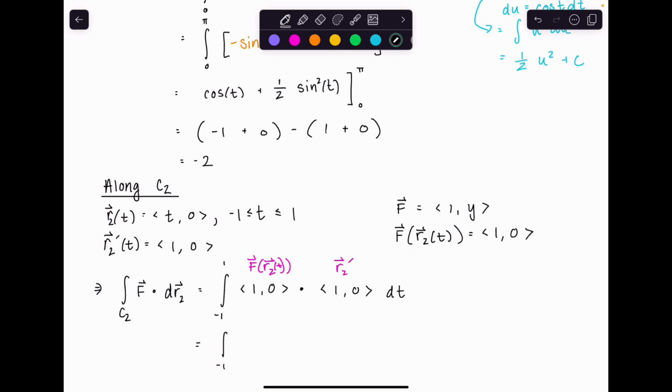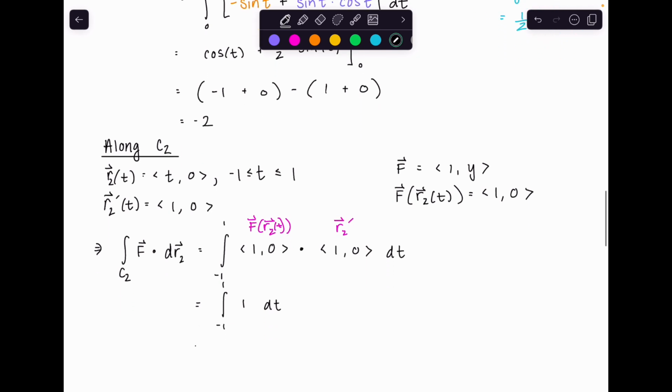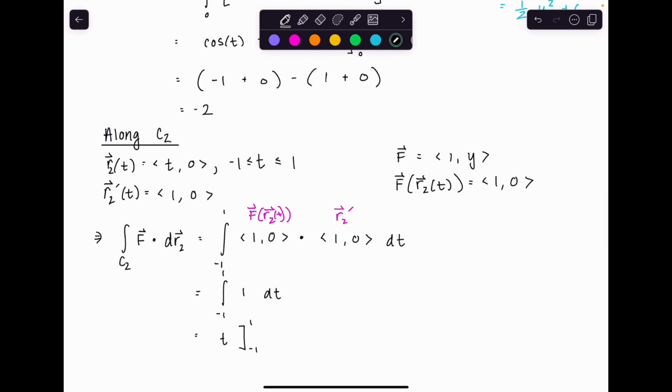So even better, this is -1 to 1. When you go ahead and multiply these like pieces, this gives you 1 plus 0. So this ends up just being 1 on the inside, which is amazing. The antiderivative is t, evaluated from -1 to 1. So you get 1 minus -1. This is equal to 2.